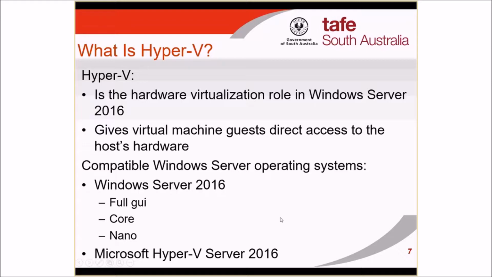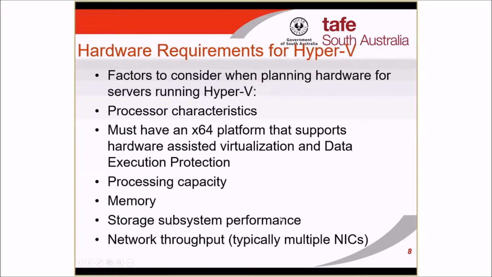So, Microsoft Hyper-V Server 2016 hardware requirements: factors to consider when planning a hardware server for running Hyper-V. First, the processor characteristics. It's probably pretty hard to find, but if you had to use some older hardware, you must have a 64-bit CPU. You must have hardware-assisted virtualization and Data Execution Prevention. And pretty much, if you buy a new PC, that's all going to be there.